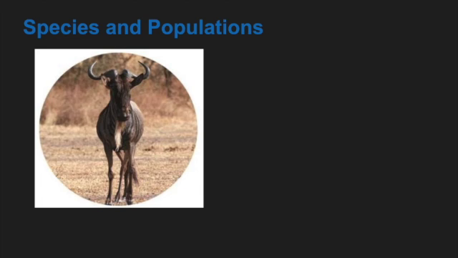So let's think about our Lion King example. Think about a species from Lion King, and I'm going to ask you to write that in the box. Great. So many different species in the Lion King example.